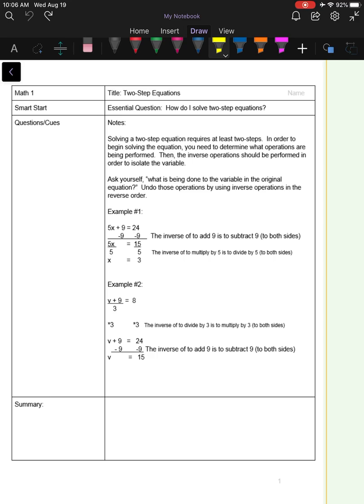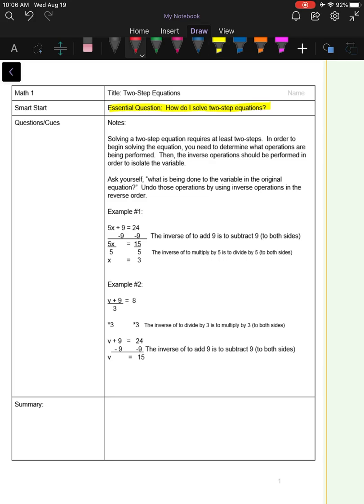This will be the end of the Smart Start. Last week we covered one-step equations and PEMDAS, right? The order of operations. Now we're going to be looking at two-step equations and multi-step equations. So just getting a little bit more difficult, and we're going to look at a special type of multiplication in multi-steps. Okay, so our central question for the first set of notes is going to be, how do I solve two-step equations?